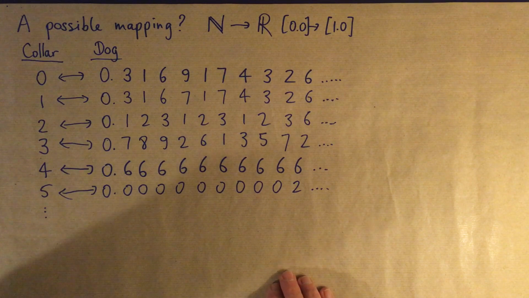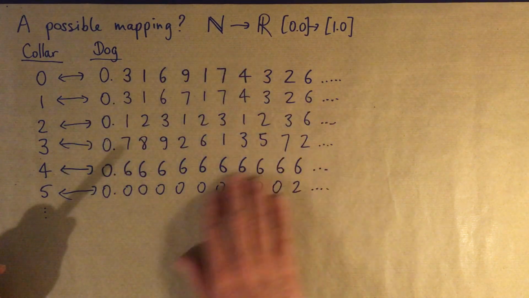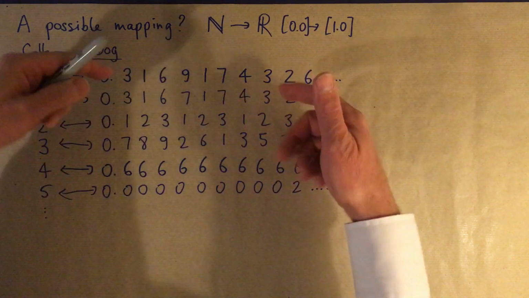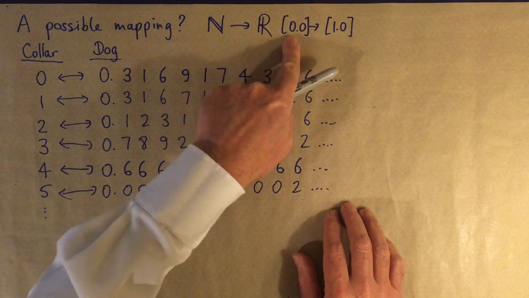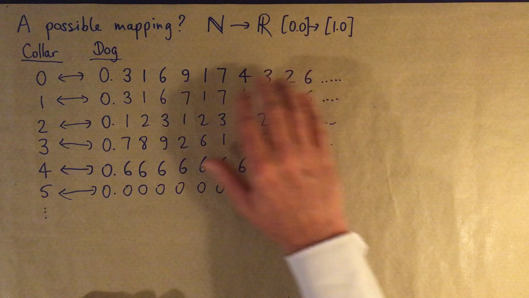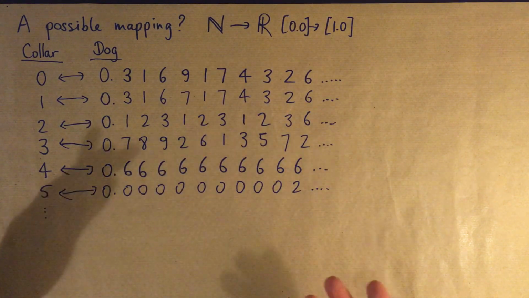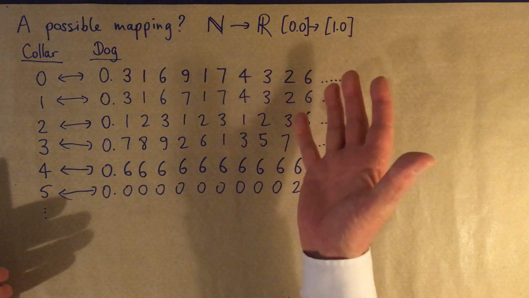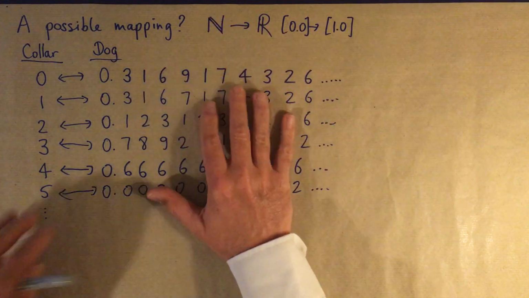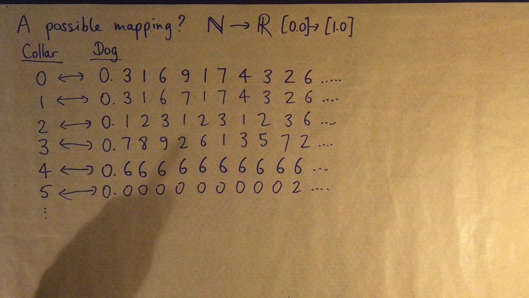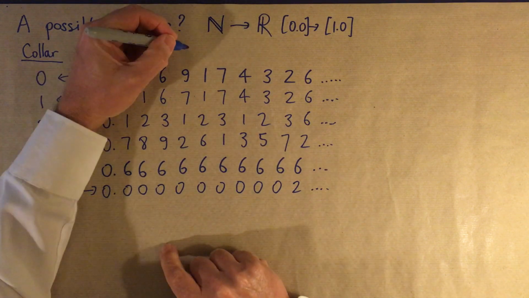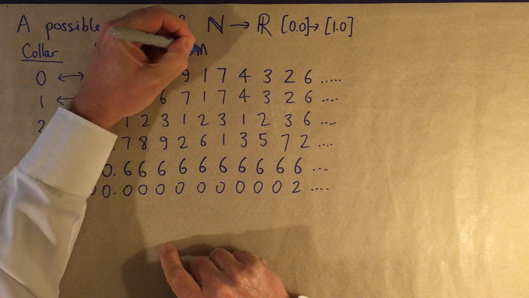And the way that he did this was to show that no matter what arrangement you choose on this side, no matter what order you put these numbers from 0 up to 1 in here, there's always going to be a dog on this side, a number on this side, in other words, for which there is no collar. And the way that he did it was this. It's called the diagonalisation argument. So I'll write that here. Diagonalisation.